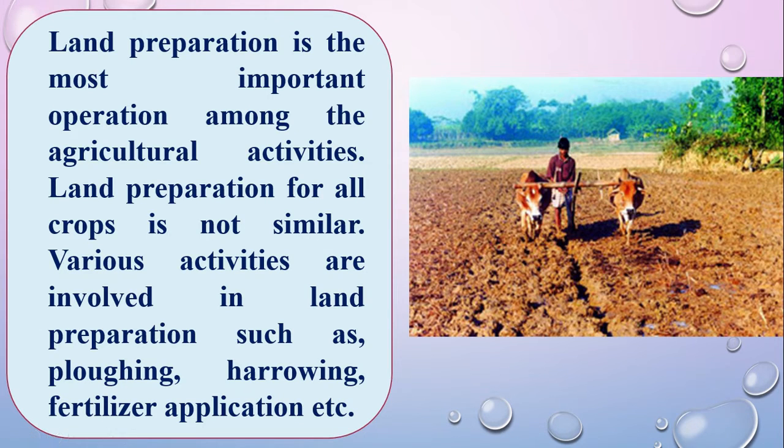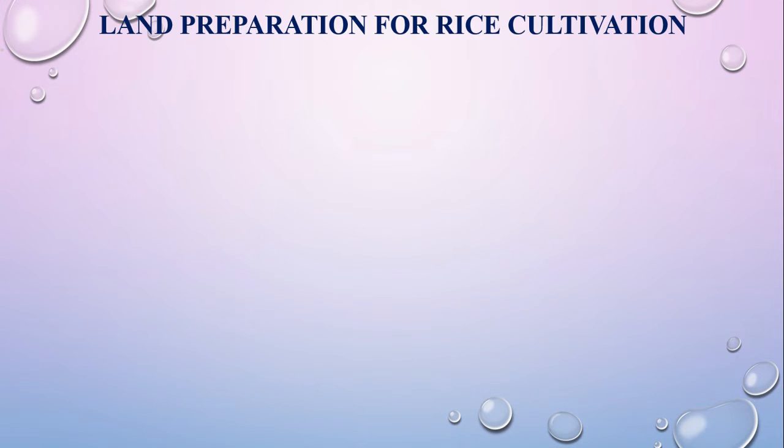Land preparation is not similar for all crops, for example for boro rice, for wheat, or for vegetables. Crop wise, each activity will be different. So we will discuss later in today's lecture what the activities will be for different types of crops. First of all, this is land preparation for rice cultivation.